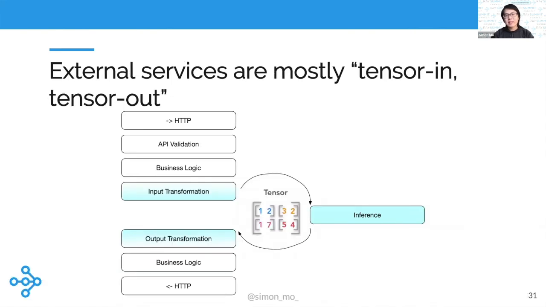So in essence, I will characterize these external services as tensor-in, tensor-out. Their interface is pretty limited to just numeric tensor or some variant of it. For a concrete example, for image classification, you take in bytes from an API request, decode it, then do some color normalization, and image preprocessing like cropping, and then convert it to a 3D tensor. Then you put it through the model, and the output from the inference stage is also a tensor.